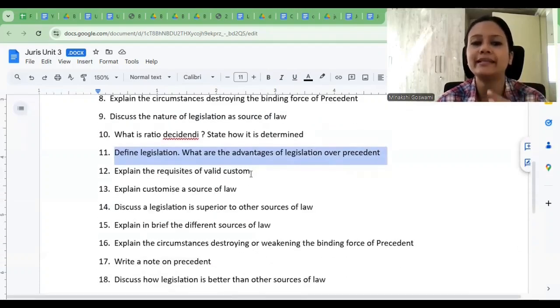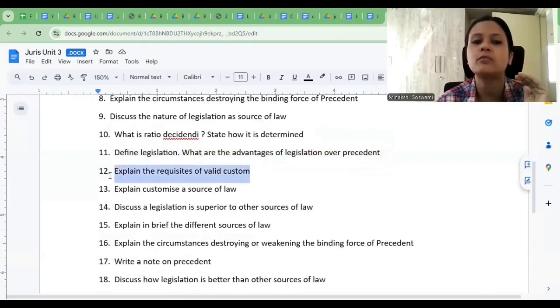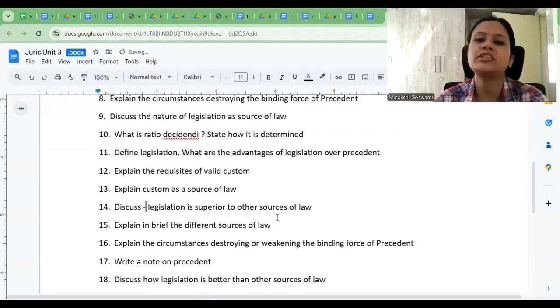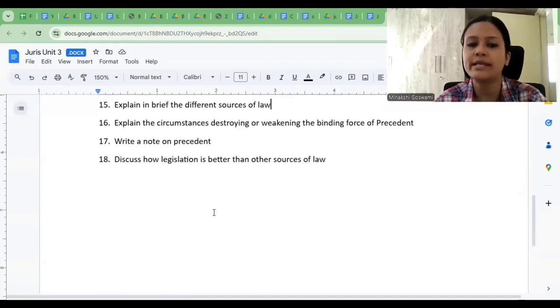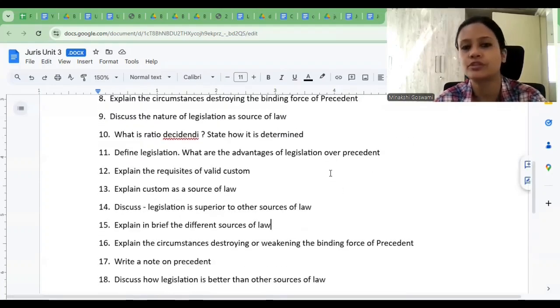Explain the requisites of valid custom. What kind of customs can be considered as a valid custom? What are the conditions that it needs to satisfy, or what are the essentials that we need? Explain custom as a source of law. Discuss legislation is superior to other sources of law. Explain in brief the different sources of law. Explain the circumstances destroying or weakening the binding force of precedent. Write a note on precedent. Discuss how legislation is better than other sources of law.